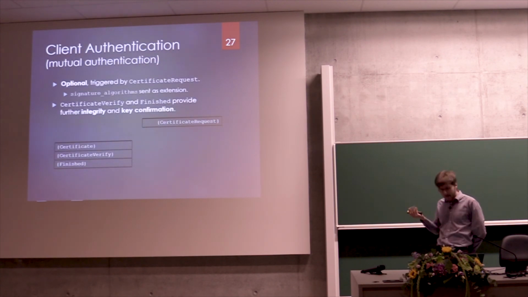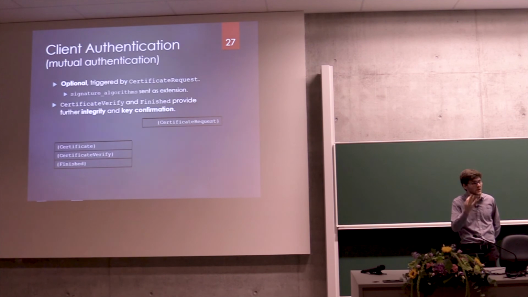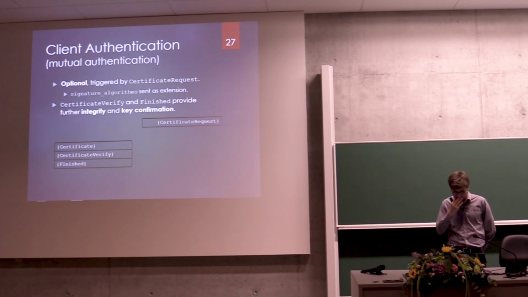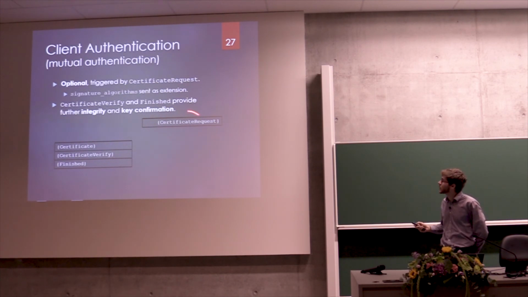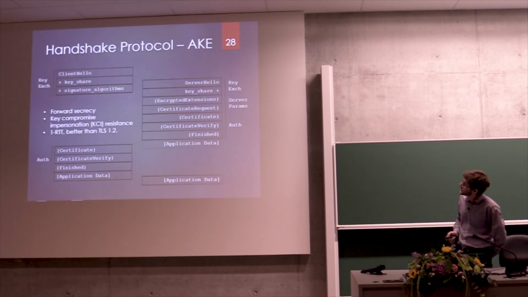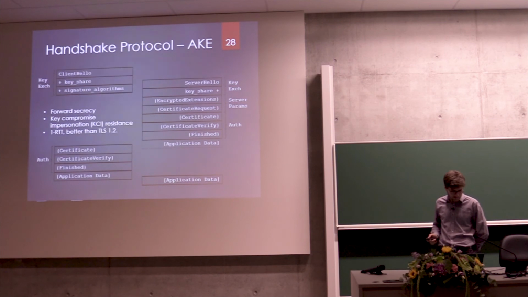So then you have potential client authentication, in which case you would have mutual authentication. The server can request it, and then the client has to provide similar messages. But the finished message is always compulsory to provide, again, integrity and key confirmation. So this is kind of the basic structure of a mutually authenticated handshake example.